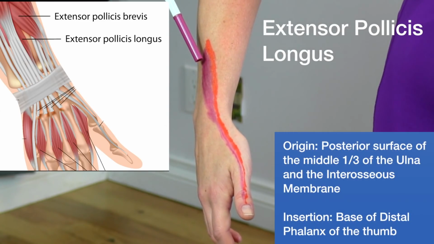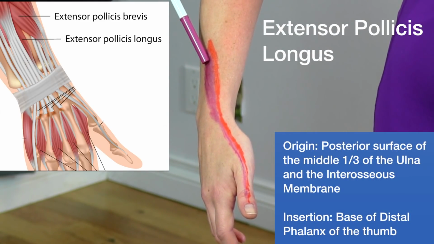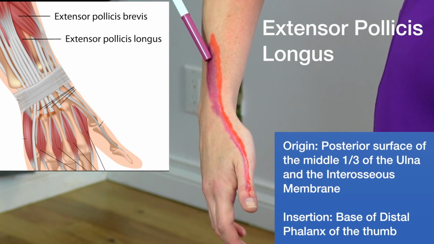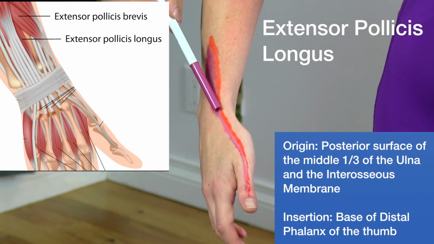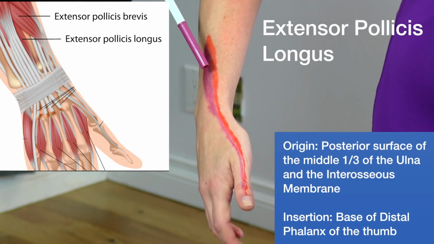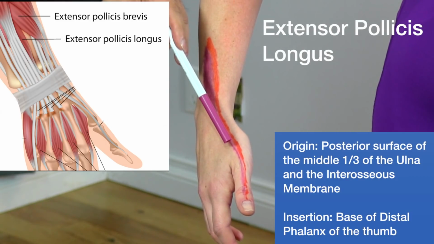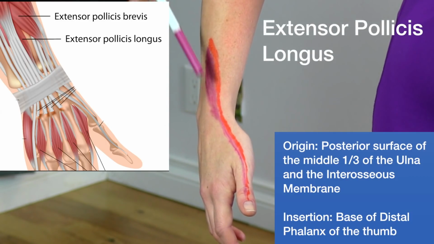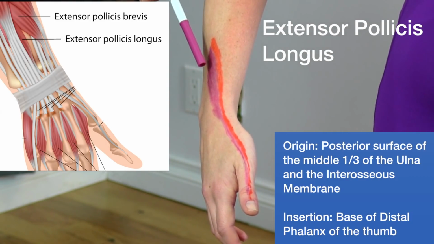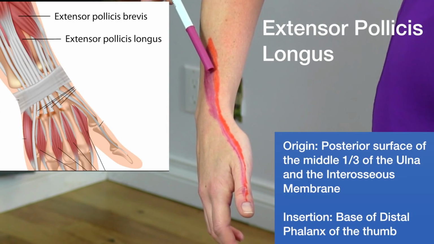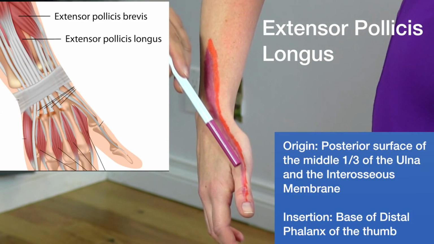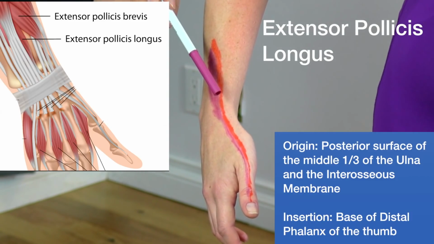Now, looking at the purple muscle here, the extensor pollicis longus, this muscle arises on the posterior ulna and interosseous membrane, inferior to the extensor pollicis brevis. It inserts on the base of the distal phalanx of the thumb, and its actions are the same as the extensor pollicis brevis, but it also extends the interphalangeal joint of the thumb, and it is the only muscle that can do this.